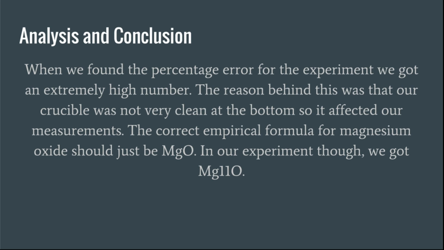For my analysis and conclusion, we found out that our percentage error for the experiment was extremely high. The reason behind this turned out to be that our crucible was not very clean at the bottom, so it affected our measurements. The correct empirical formula for magnesium oxide should be MgO. In our experiment though, we got Mg11O.